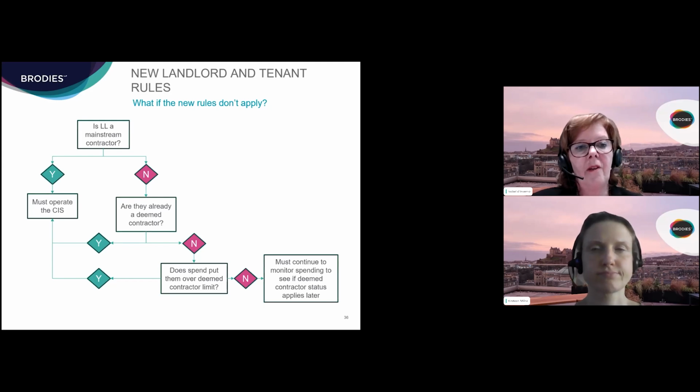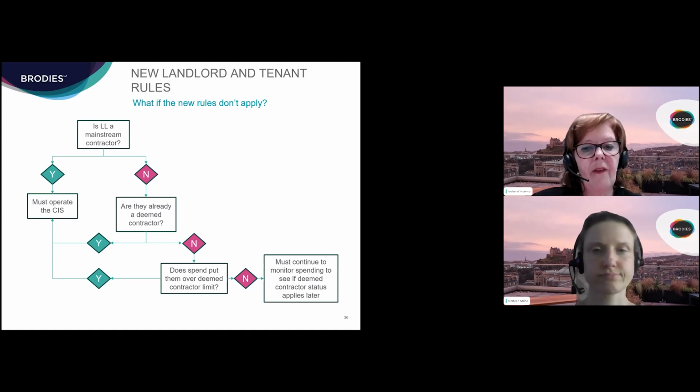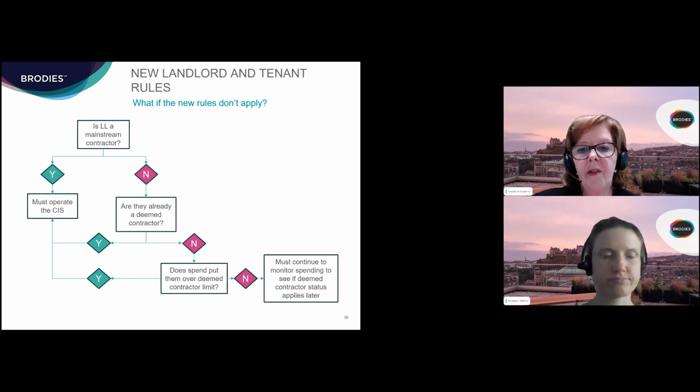So sometimes when you're looking at these things, although people are not already deemed contractors, you know that as a result of these works that are about to be carried on, they will become deemed contractors. So it's important to make the parties aware of that fact and aware of the requirement to register and so on, and the fact that the CIS will be deductible unless the tenant's able to register for gross payment. And you have to keep monitoring it.